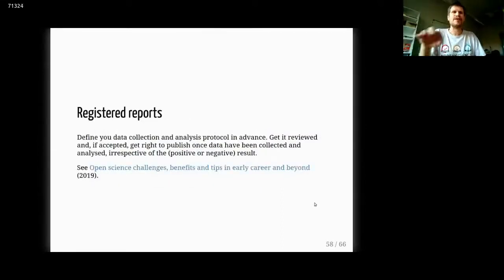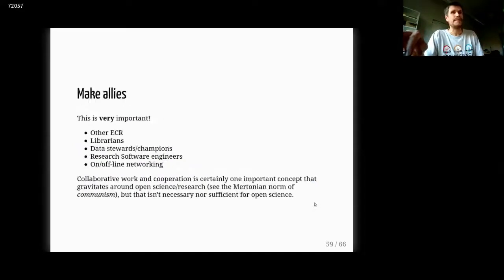And I'm not sure if registered reports are very relevant in bioinformatics, but one way to do research is to define your data collection, your analysis protocol, your hypothesis, and get that reviewed. And if that's reviewed, that's great, because then your paper gets reviewed, irrespective of whether it's positive or negative. Review is on the data collection and the data analysis method, and does it fit your hypothesis?